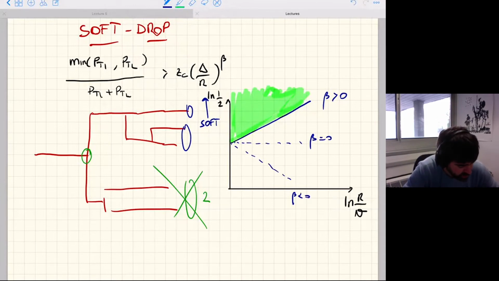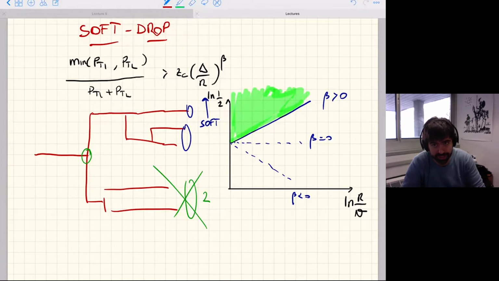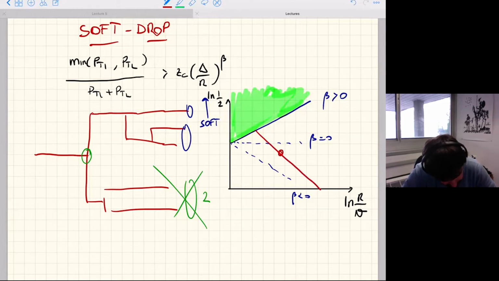And now we can play the same game. Can we compute the jet mass distribution for a jet which has undergone soft drop? Well, we play the same game as before. We identify an emission that sets the mass. Let me get rid of these because they're not relevant anymore.